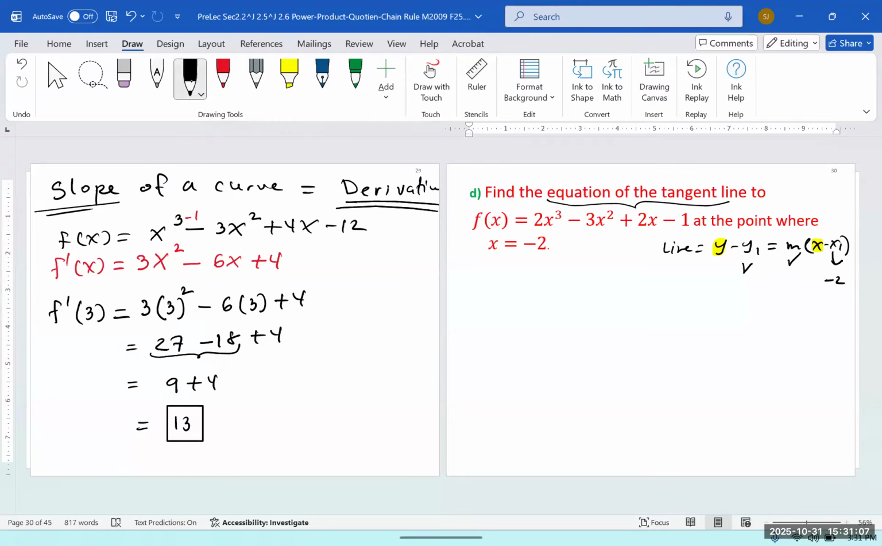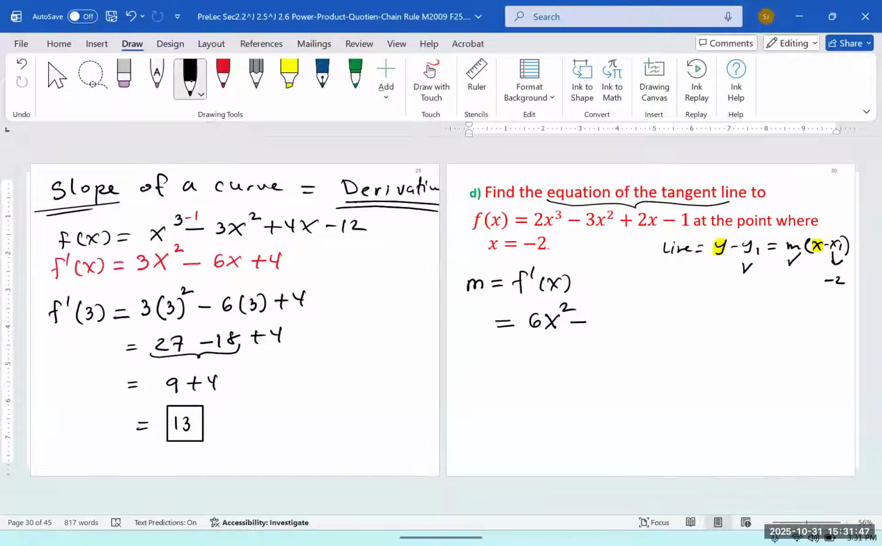Which one do you find first? The y1 or the slope? So what is slope? Derivative. Slope is the derivative. So what's the derivative? What's the derivative for 2x cubed? Six x squared.